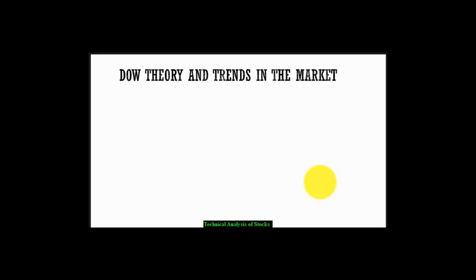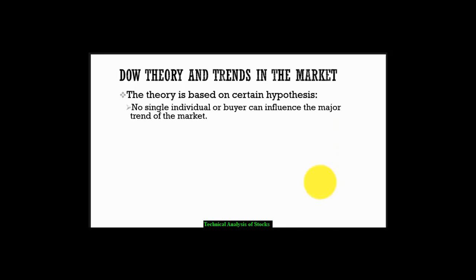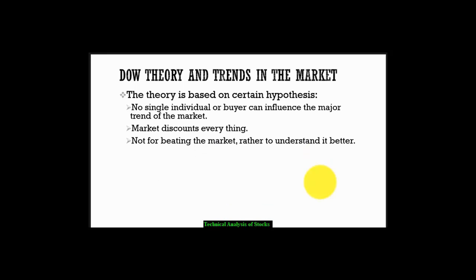Technical analysis is basically based on the Dow theory, and it is very important to understand the Dow theory. Dow theory is also based upon certain hypotheses. Number one, no single individual or buyer can influence the trend of the market. Market discounts everything. We have already mentioned this, and this theory is not to beat the market, rather to understand it. It means that by understanding and knowing about this theory doesn't mean you can make huge profits in the stock market. Rather, this simply means that you can understand the market pattern in a better way.